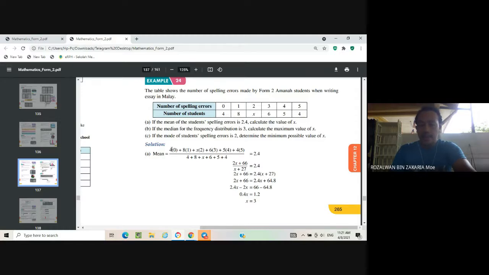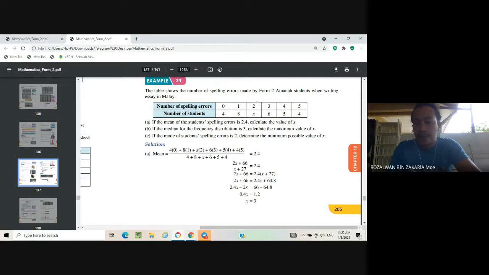So mean equals, we want to find the summation of frequency multiplied by the data, or frequency multiplied by the number of spelling errors. So here, the number of students is 4, the number of spelling errors is 0. So 4 multiplied by 0, then plus, the number of students is 8, so 8 multiplied by 1, then plus, here the number of students is x.